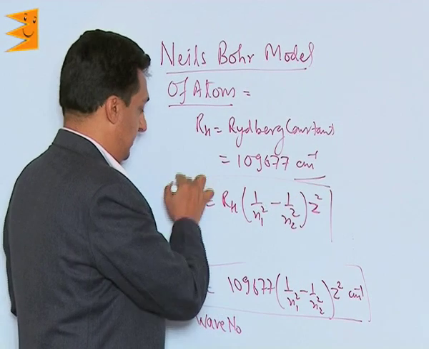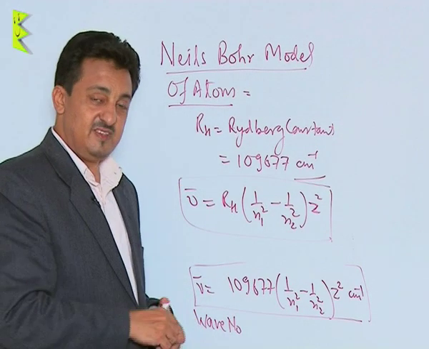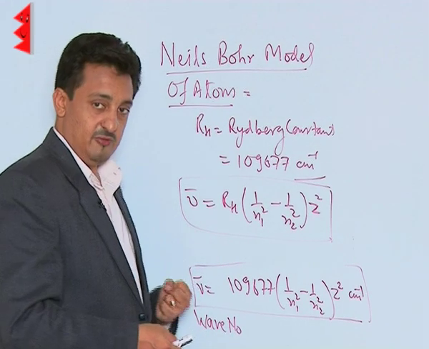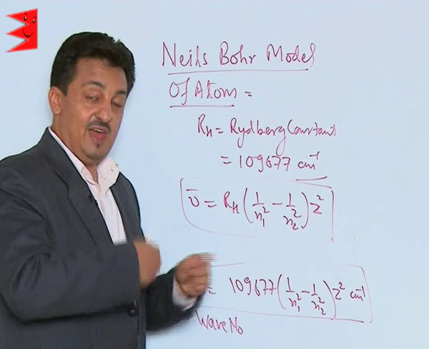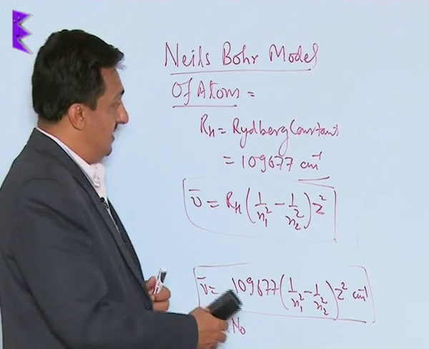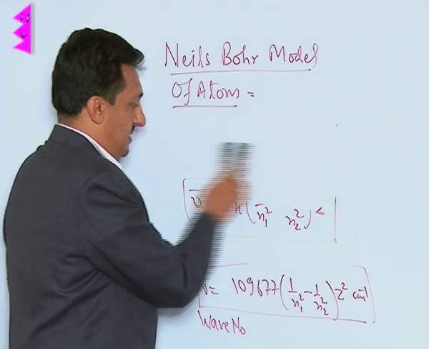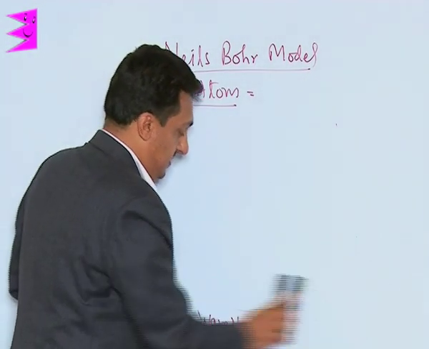Z square again is the square of the atomic number of the species in which the excitation of the electrons is done. So this was your basic postulate, which is talking about when an energy is being released. Next postulate. I think this formula is clear. The next postulate talks about its angular momentum.